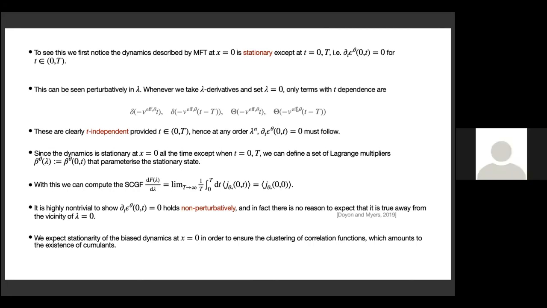Can I just add one thing? On the infinite line for TASEP, it was verified by my student Jason Myers in his thesis that the ballistic fluctuation theory, which agrees with this, actually reproduces the TASEP result. So that agrees with TASEP on the infinite line.